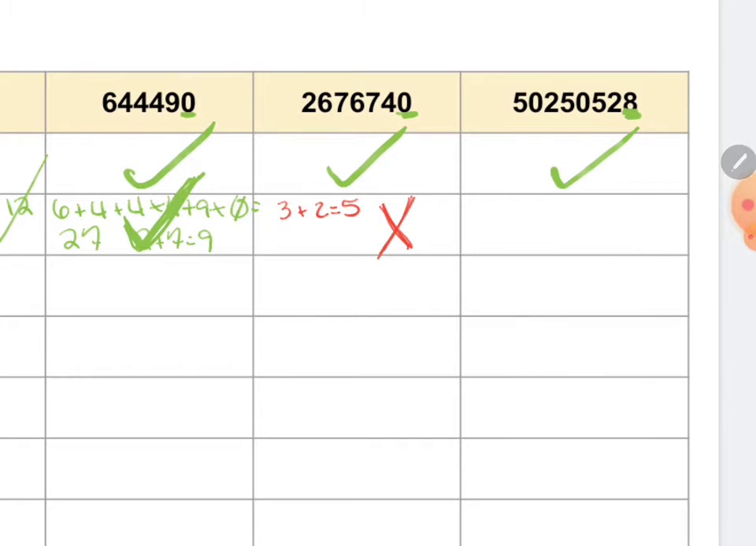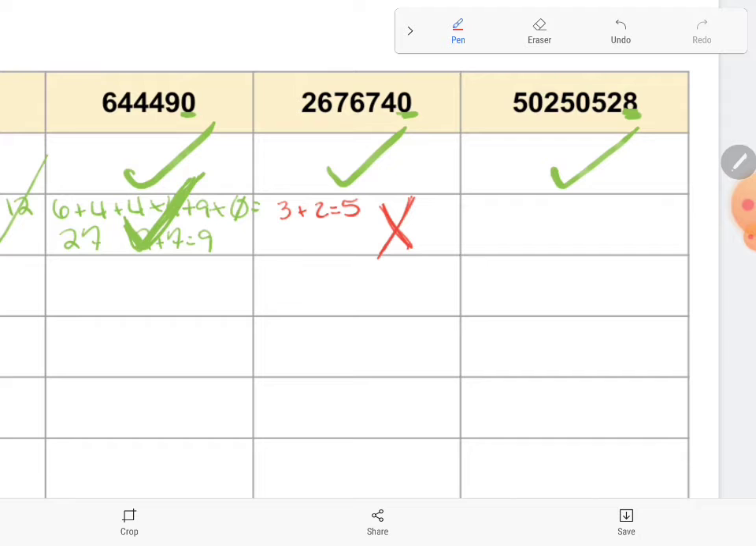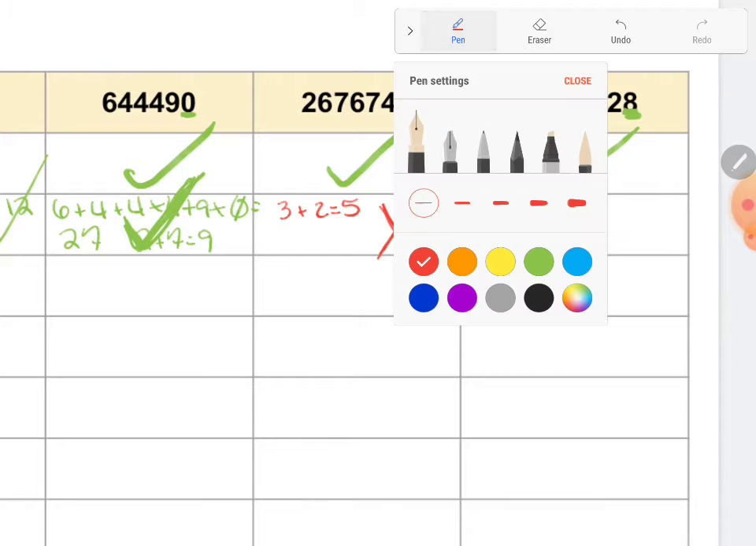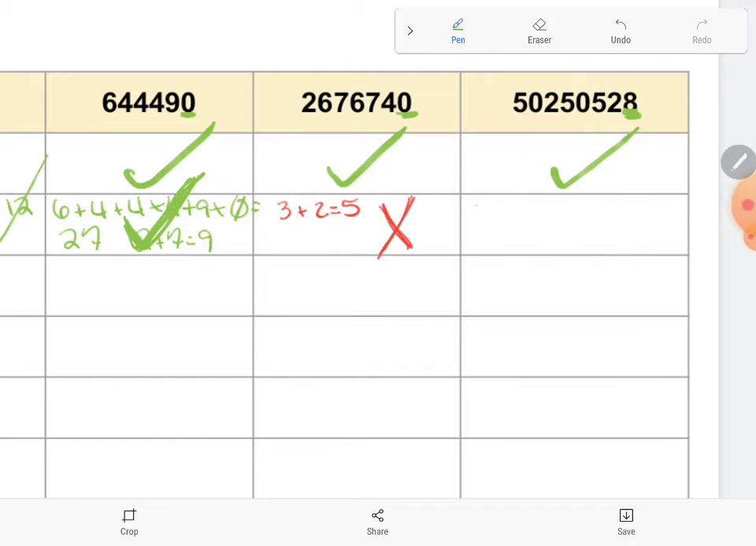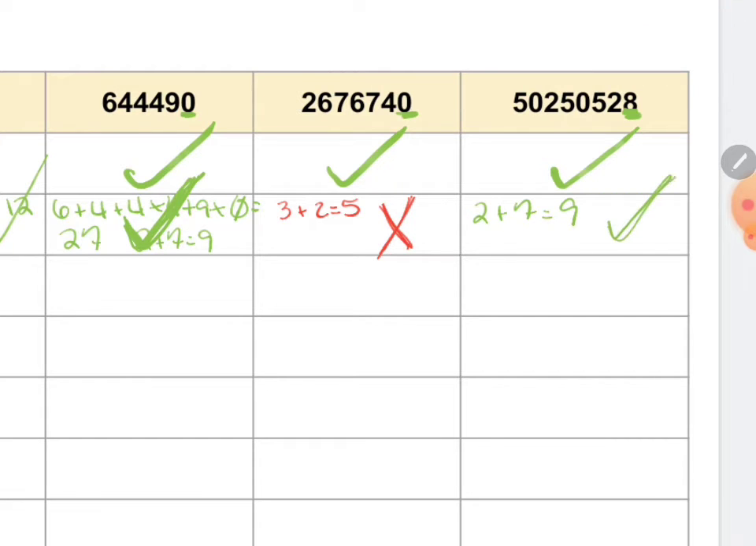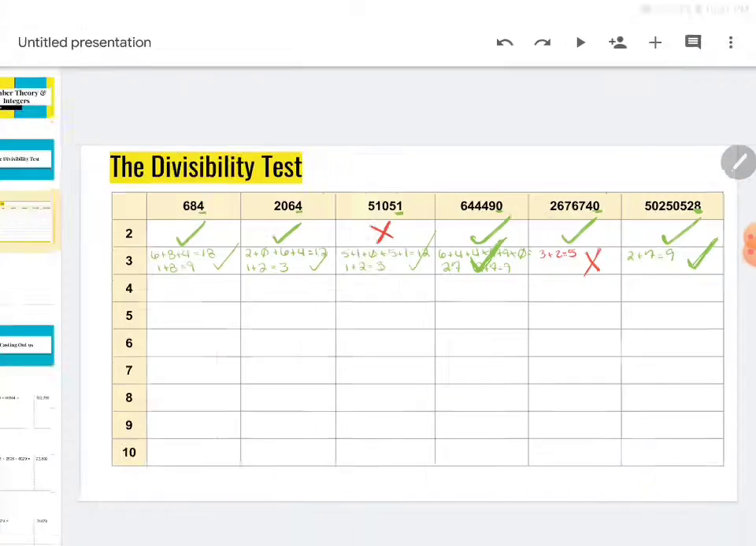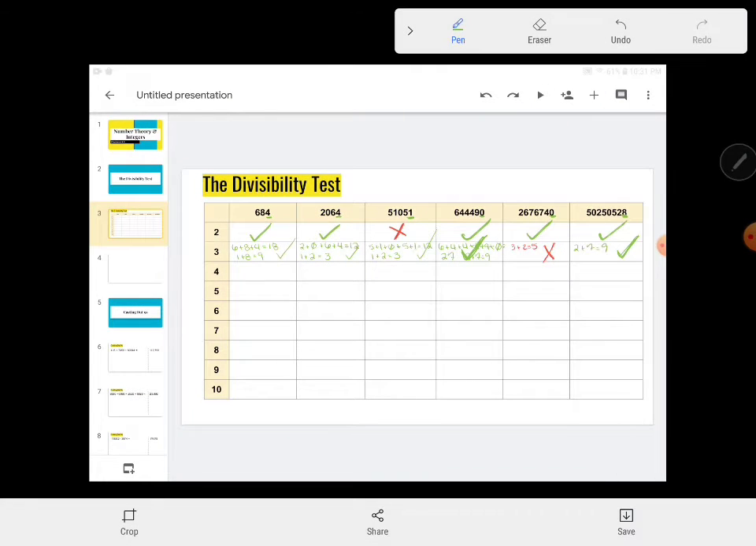Our next one, we're just going to add 5 plus 0 plus 2 plus 5 plus 0 plus 5 plus 2 plus 8, which is going to give us 27. If you want to take that a step further, you can do 2 plus 7, which will give you 9. 9 is divisible by 3, so that whole number will be. And that's how you find if a number is divisible by 3.